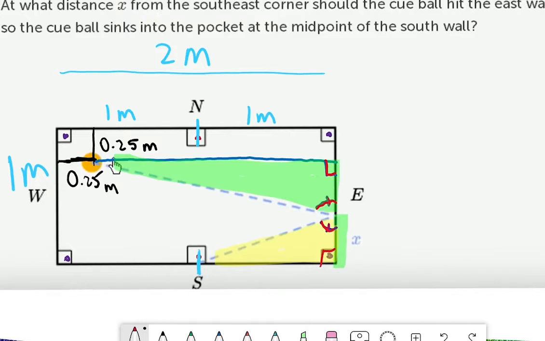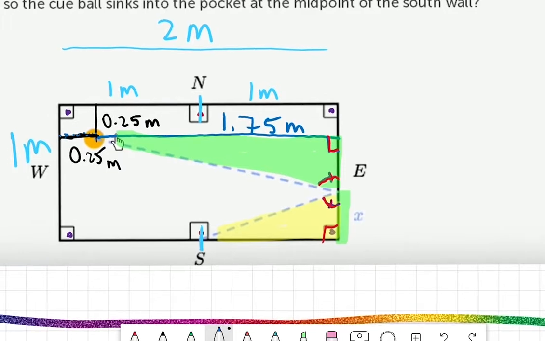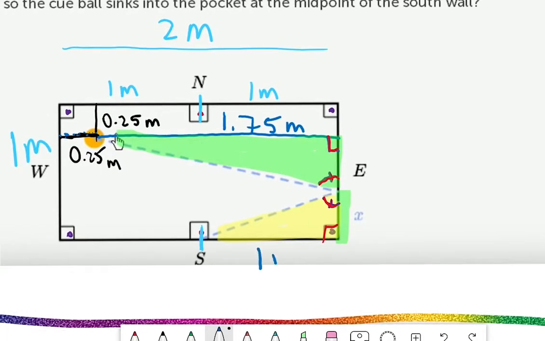So now, let's look at these lengths. And this diagram is going to get really confusing for a second, but then we're going to remove the triangles and it'll get simple again. Okay? So if this whole top side of the table is 2 meters, and this little chunk here is 0.25 meters, then this side of this big triangle must be 1.75 meters. Okay? We also know that this bottom half of the table here is 1 meter.